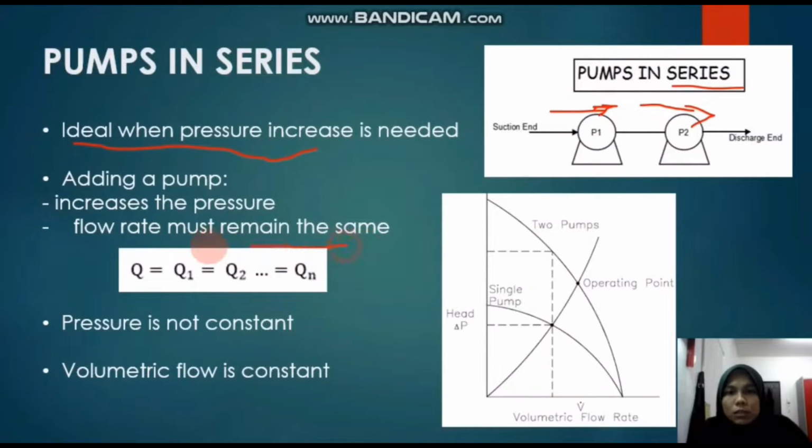So this will give us Q total, QT, equivalent to Q1, equivalent to Q2, Q3, and so on. So the flow rate will remain the same, but the pressure will differ. It will not be constant because the pressure is going to change from P1 over here, and P1 will be less than P2, and P2 will be less than the final pressure, P3, and so on. So as you can see, we are increasing the pressure much more than in the parallel arrangement.